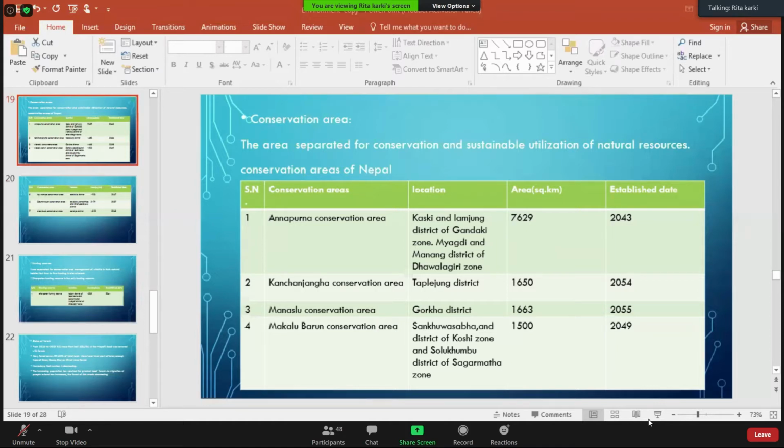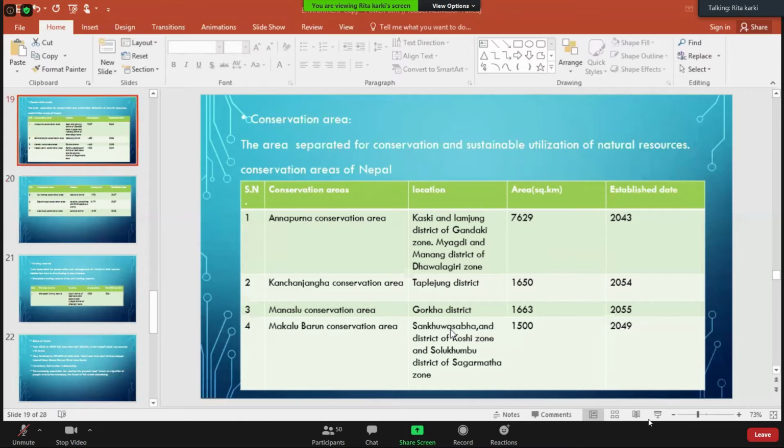All of the features that we study in the Makalu-Barun national park are similar to the Makalu-Barun conservation area. The only difference is that some sustainable human activities are allowed in the Makalu-Barun conservation area. It was established in 2049 Vikram Sambat, and it occupies a total area of 1500 square kilometers.